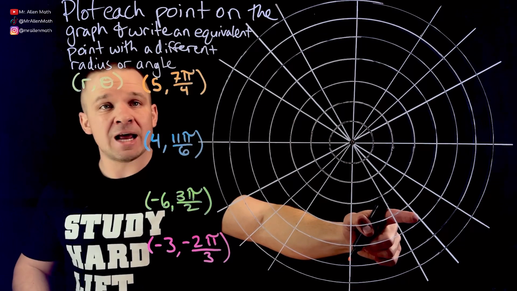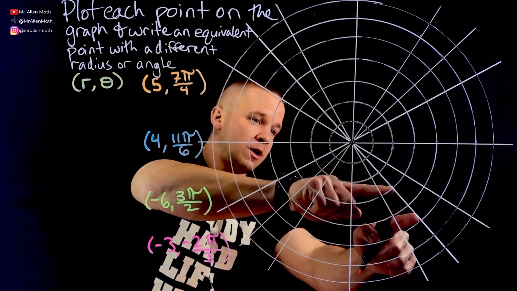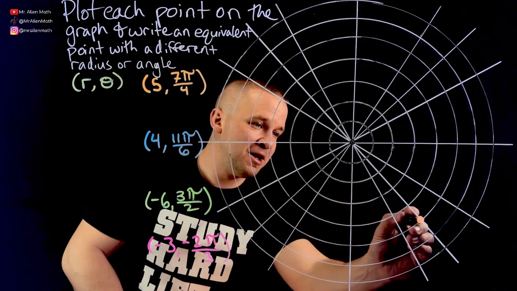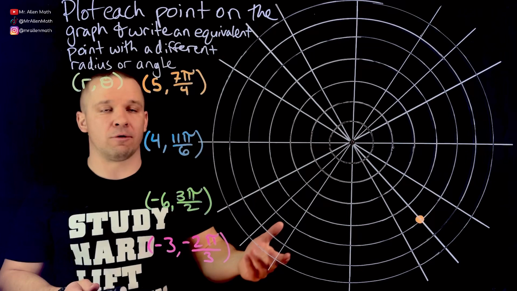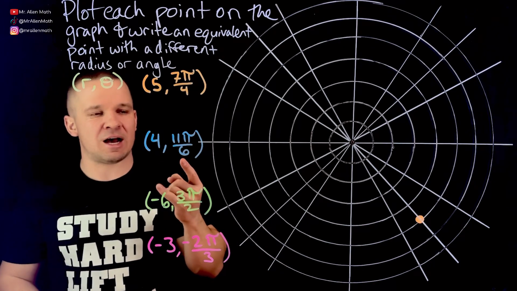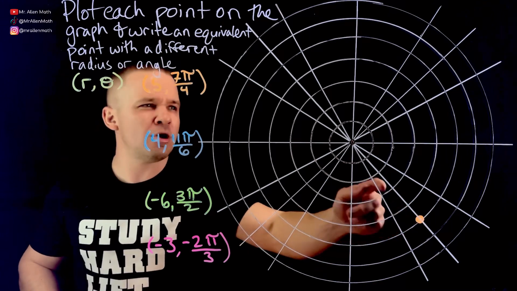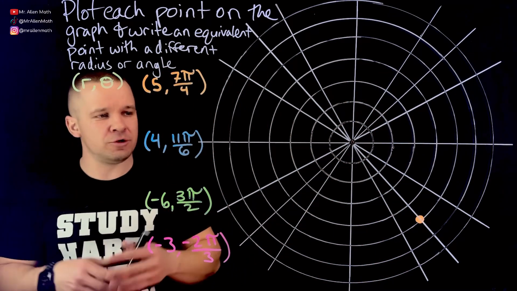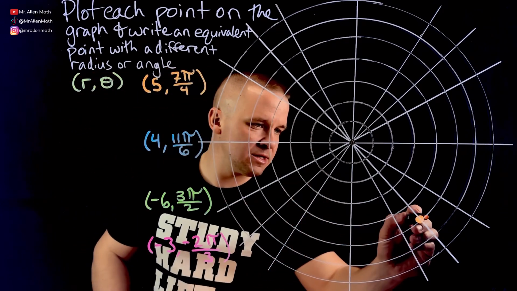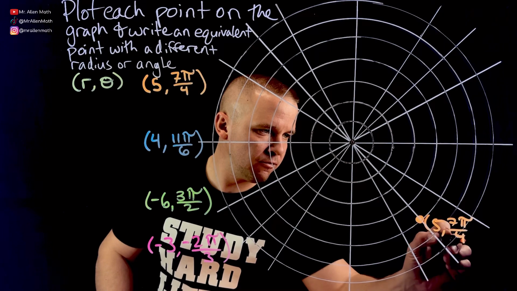Okay? Now, my radius is 5, so I can count out 5. 1, 2, 3, 4, 5. Oh my goodness, I was right on it. That's crazy. So there we go. That is 5 comma 7 pi over 4. So you got to think about both of them at the same time. Usually I'm trying to gauge out my radius and then I rotate around, or I look for that rotation, then I count it out. Whatever strategy works for you, go for it. But this is 5 comma 7 pi over 4.